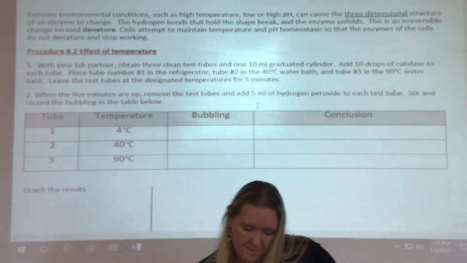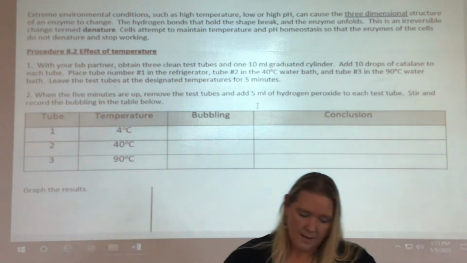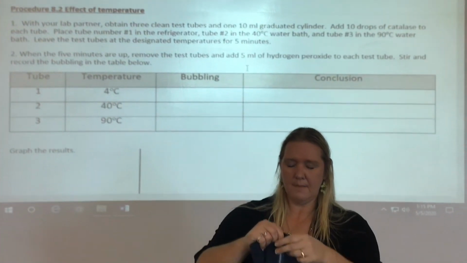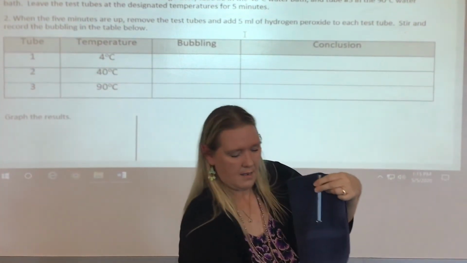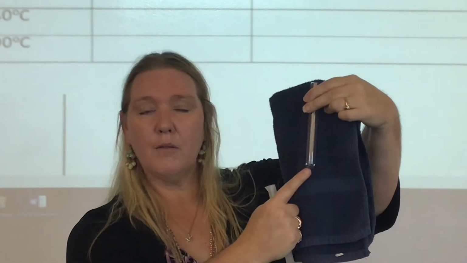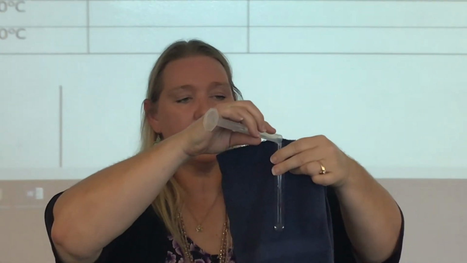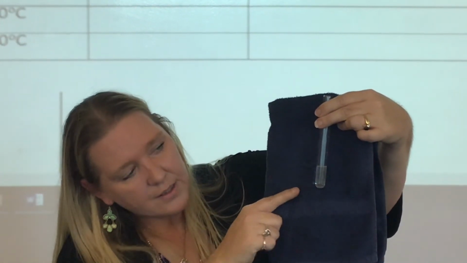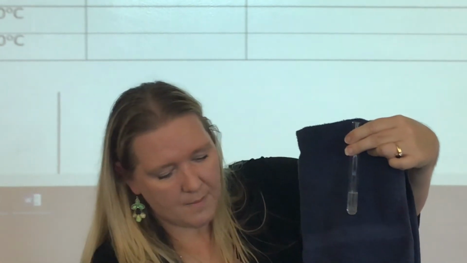Get this out of the way. I'm going to hold this behind here. See how talented I am. This is the 4 degree, the cold one. We put the enzyme in here, we put it in the refrigerator, and now I'm going to pour my hydrogen peroxide in. It's going to be little bubbles at first, and then it might get going. But we do see bubbles.